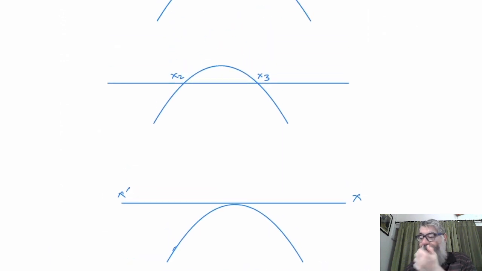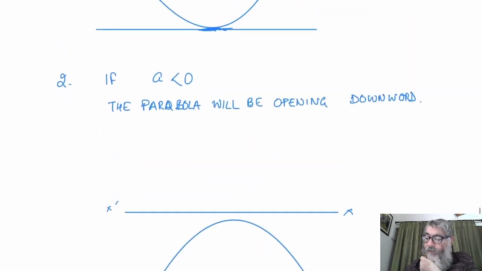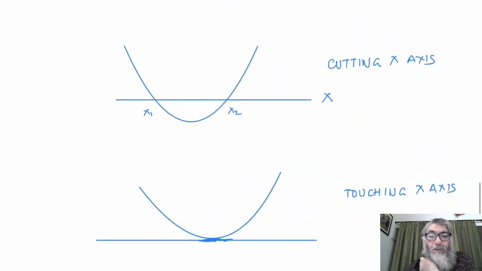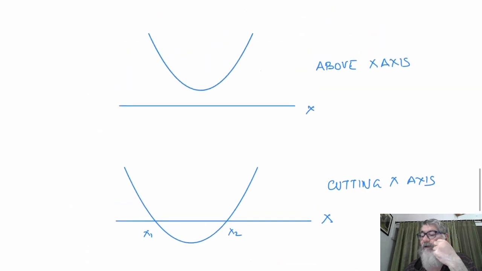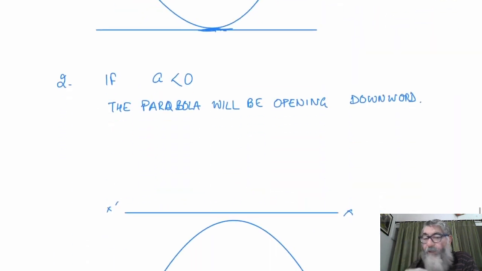Like in this second case, you see x2, x3 are the roots. In the second case here, x1 and x2 are the roots. In the first case, there are no roots because it is not cutting the x-axis. It is totally above the x-axis, or it is totally below the x-axis.